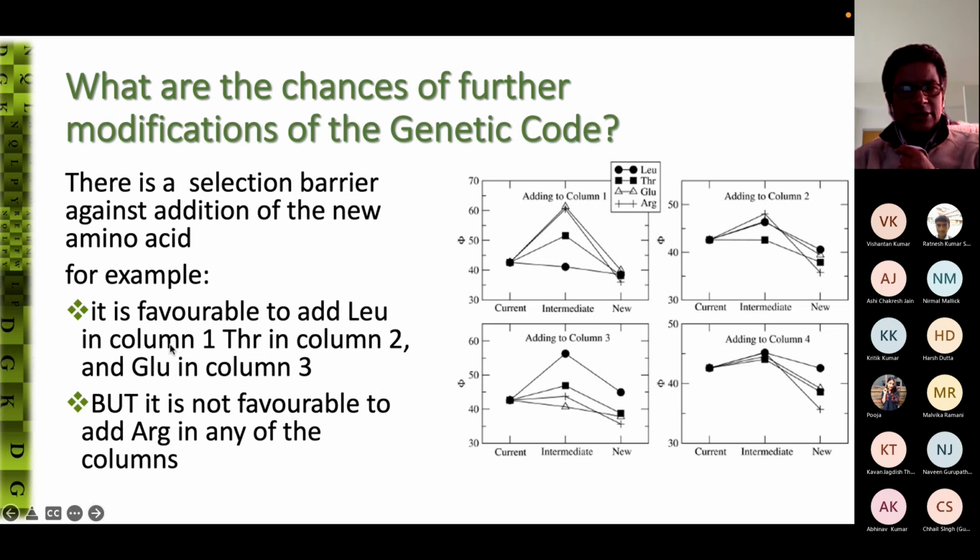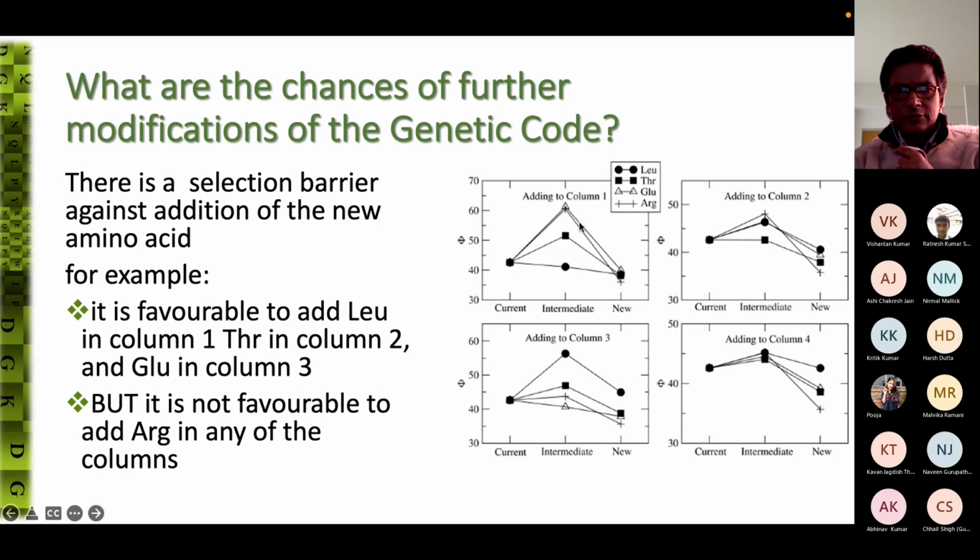But if you were to change threonine from column 1 to threonine in column 2, it would have been difficult to move this out. So adding something to column 1 would have been made. So it is favorable to add leucine in column 1, threonine in column 2, and glutamine in column 4, as you can see if those changes were made.